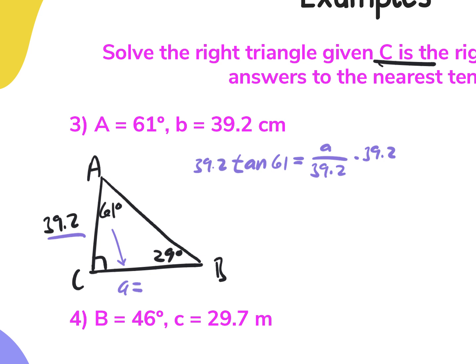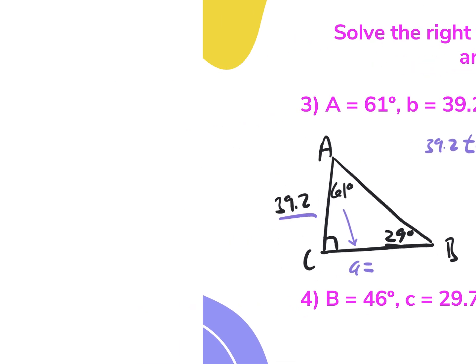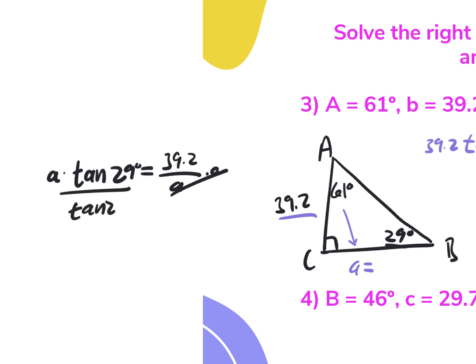Now I'm just going to take this moment to show you, if I had done tangent of 29 degrees, I'll do that to the side. If I have tangent of 29 degrees, that means on top I would have 39.2, and on the bottom I would have A. There's nothing wrong with doing it this way. You just have to do an extra step to get A by itself. If I multiplied A on both sides, I would then have to divide by tangent of 29 on both sides, which will still get you the same answer, but it's just an extra step.